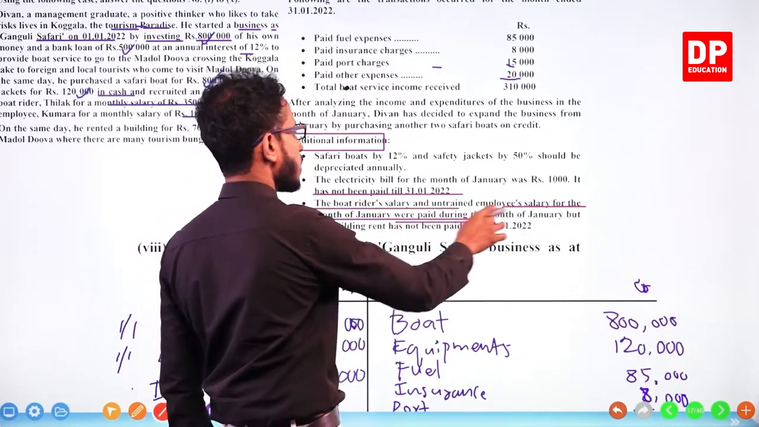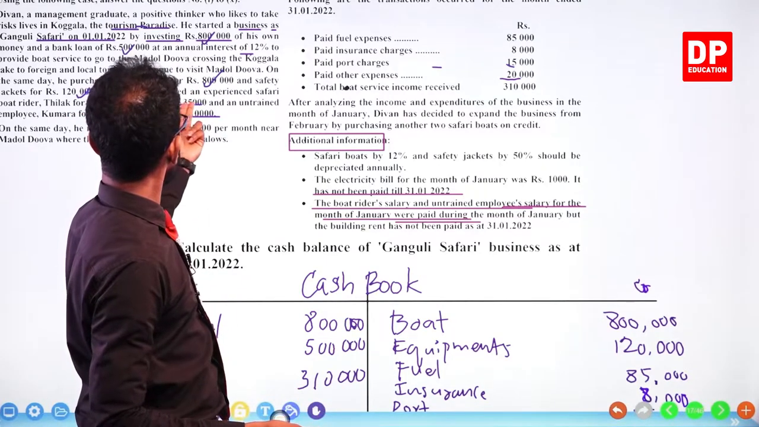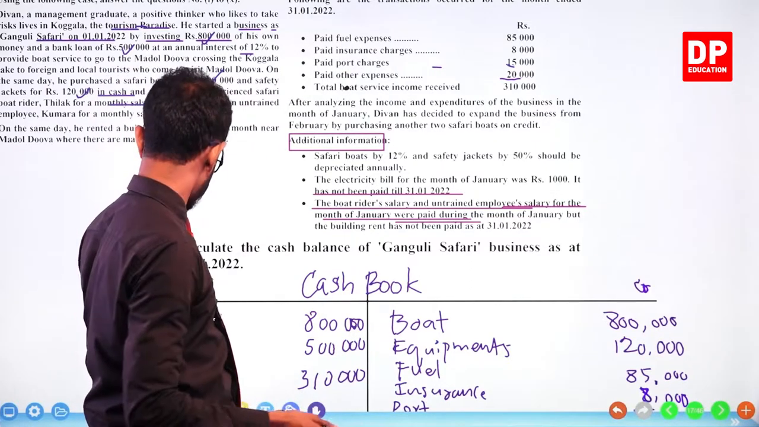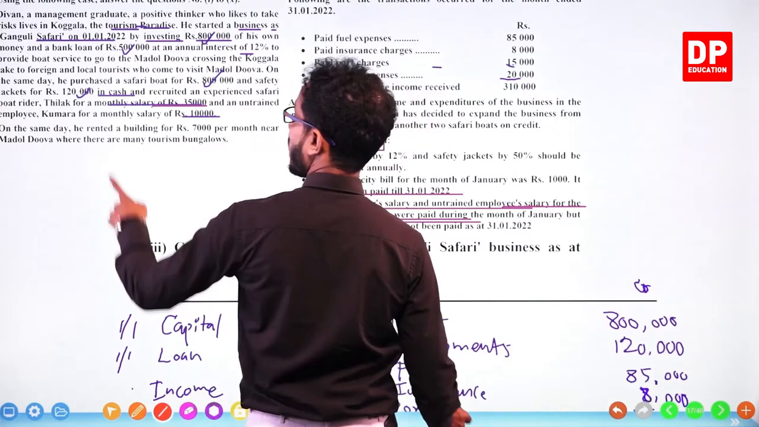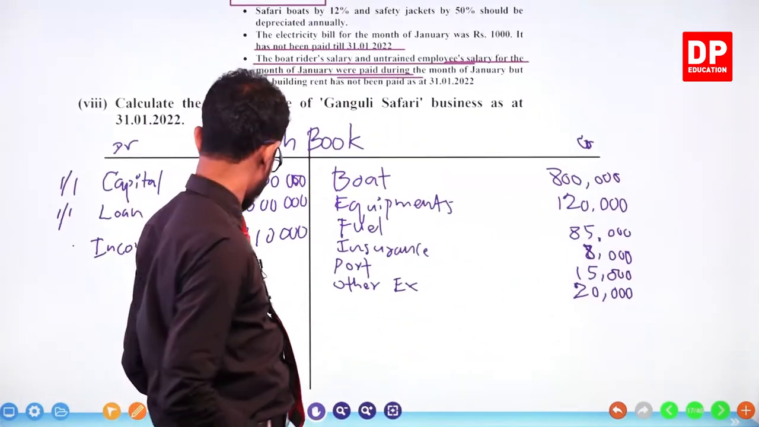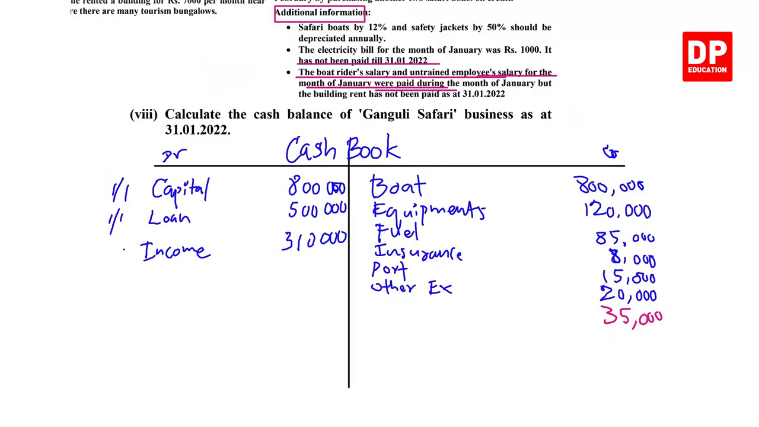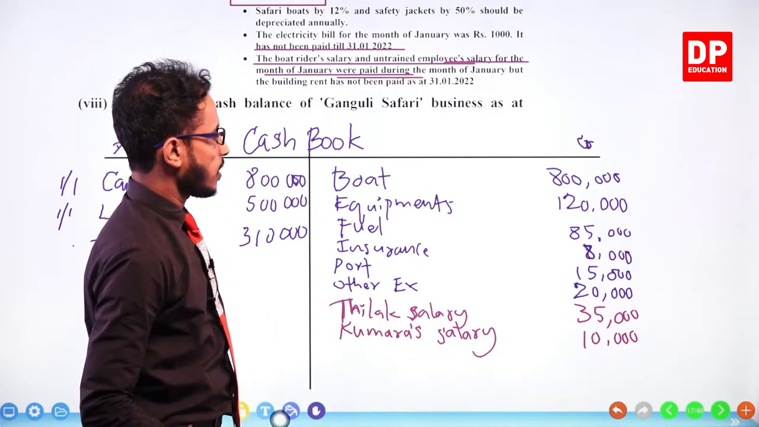Boat rider salary and untrained employee salary for the month of January are paid, which means Tilak, the boat rider, 35,000. Here, it is mentioned, right? 35,000 should be put, and Kumara 10,000 should be put. Credit side. 35,000 and 10,000, Tilak and Kumara salary. Or you can put both of them together as 45,000 salaries, or as separate items. No problem. Okay. I think that's it.